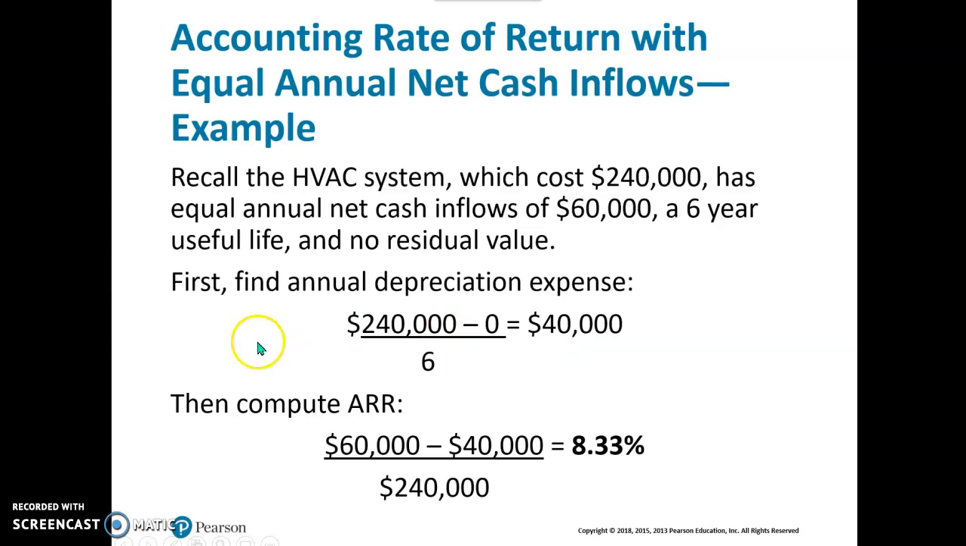Okay? Then compute the accounting rate of return. So my equal annual net cash inflow is $60,000 minus depreciation of $40,000 divided by $240,000 gives me an ARR of 8.33%. Okay, so that would be like the impact of it on the income statement.